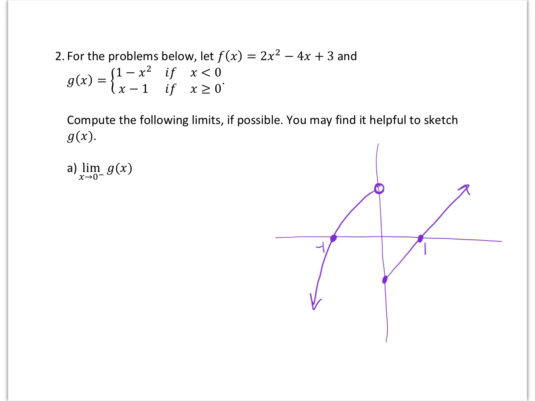Okay, so what is the limit as x approaches 0 from the left of g of x? Okay, so first I identify 0.